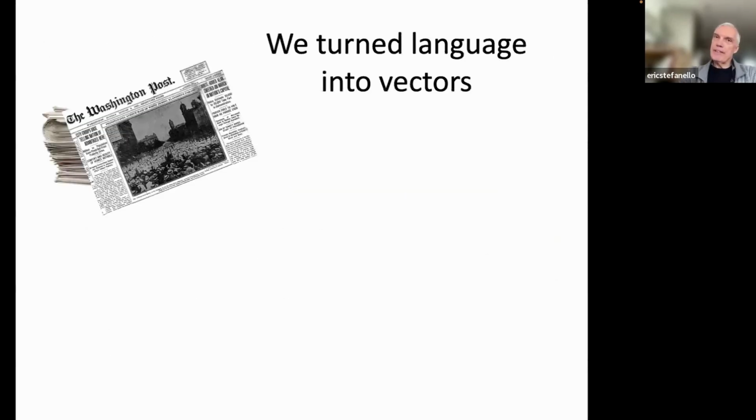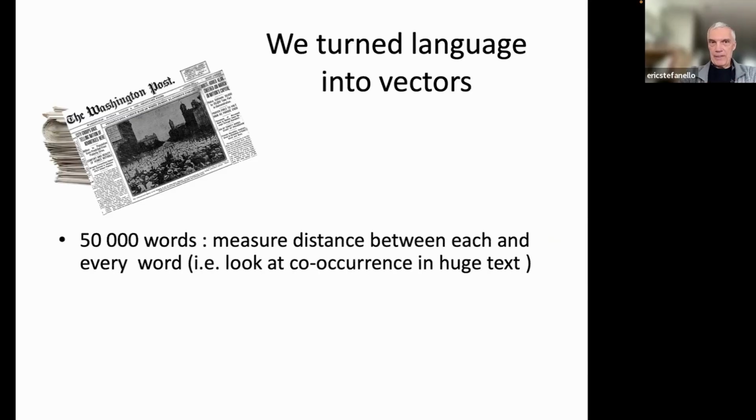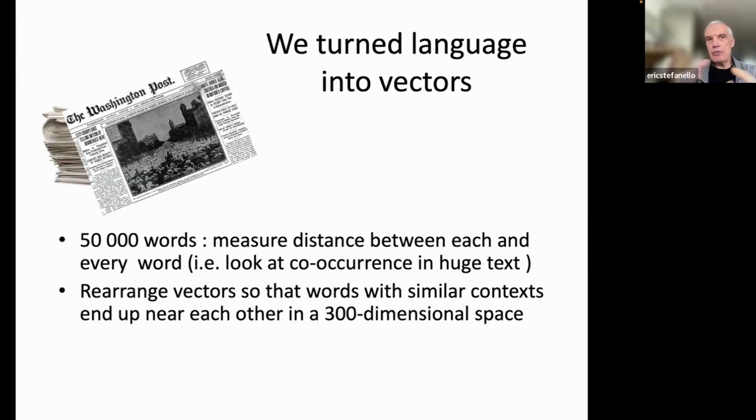Second very important thing, and how the LLMs work, is that we've turned language into vectors. So take the 50,000 words of English, take all the Washington Post journals during 30 years, and measure the distance between each and every word. And then you end up with a 50,000 by 50,000 matrix. Then you rearrange vectors so that words with similar context end up near each other. So you reduce this dimensional space to 300.